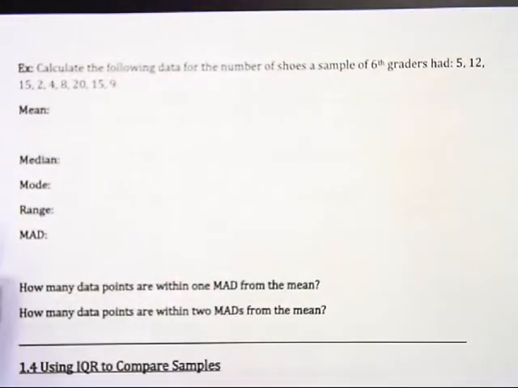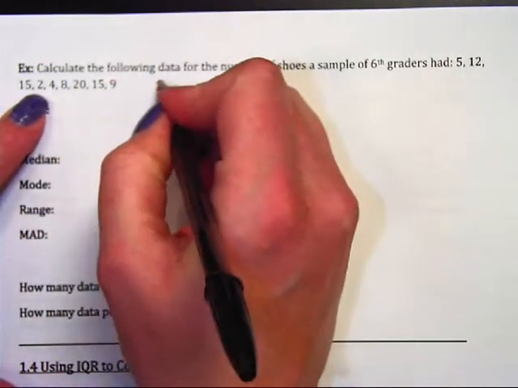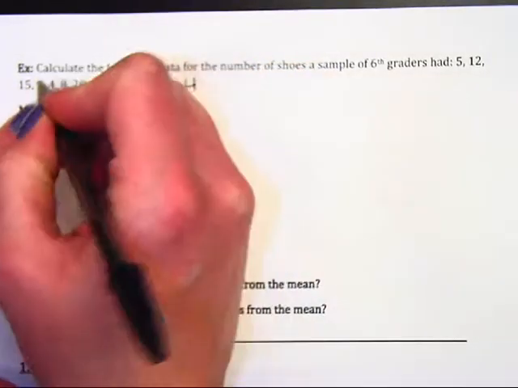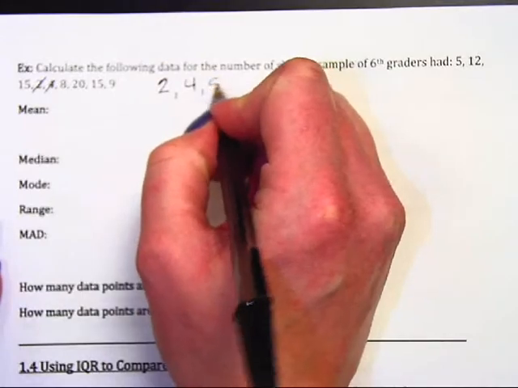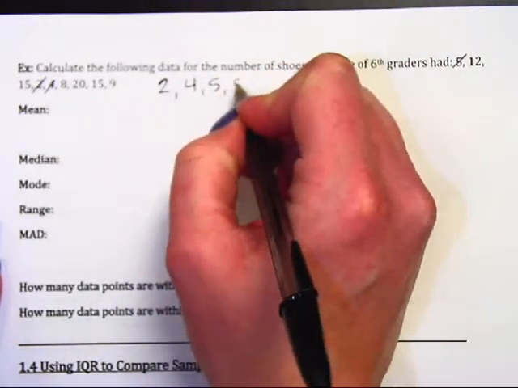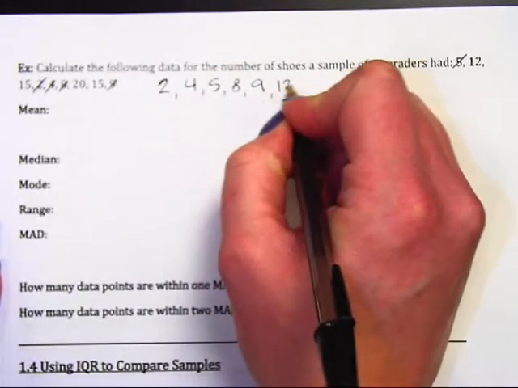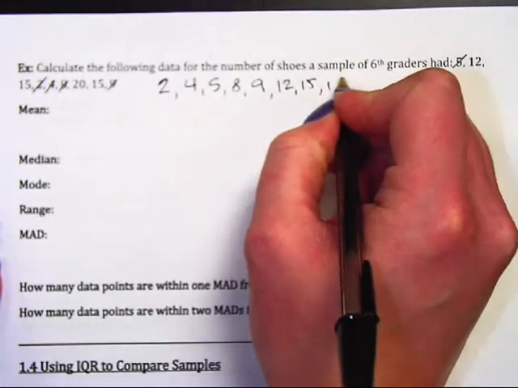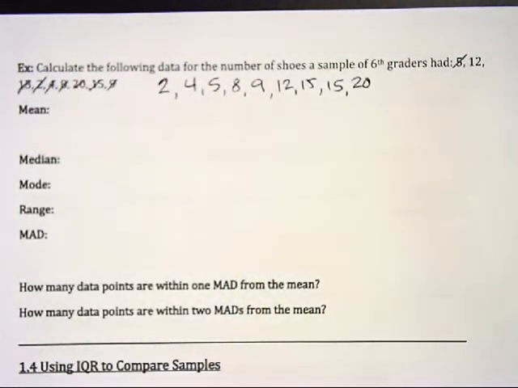from smallest to biggest. So I'm going to skim through my list, and the smallest number I see is 2, and then 4, and I kind of cross them off to make sure I don't lose any of them. Then I see a 5, an 8, a 9, a 12, a 15, a 15, and a 20. Okay, so to find the average, we're going to add them all up and divide.